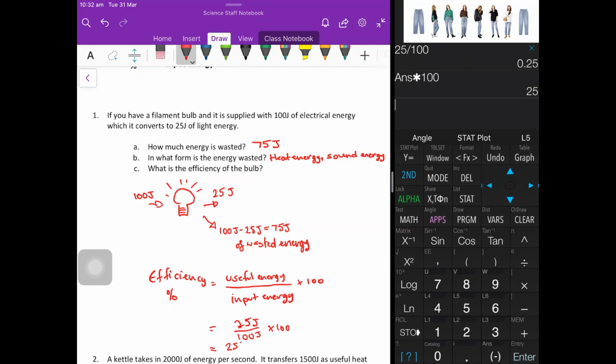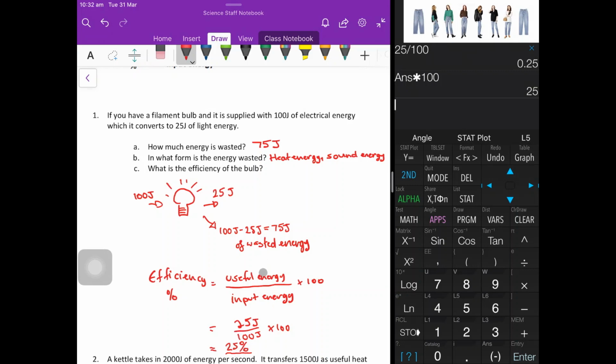And my answer is going to be in percent, because the equation says that efficiency is measured in percentages. So my useful energy, the amount of energy that the light bulb produces that I want it to produce, 25 joules, goes on the top in the numerator, and the 100 joules is my total input energy. So this is my input energy over here, the amount of energy I initially supplied to my light bulb. So I divided 25 by 100, times it by 100, and my answer is 25%. And I'll underline my answer there so we can all see that that is my answer.